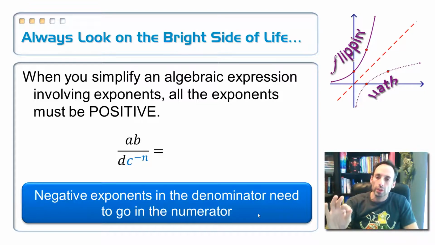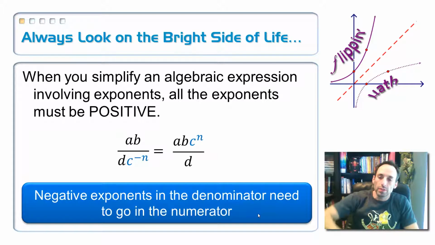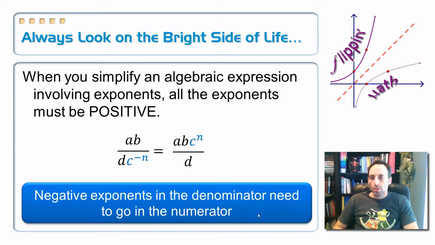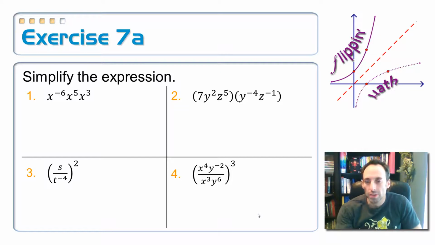We've got to keep them positive, so that negative exponent needs to go back up to the top to make it positive again. Okay, so keep that in mind whenever you're simplifying these expressions, no matter how complicated they get. So here are some of them for you to try on 7a here. Simplify each one of these expressions.